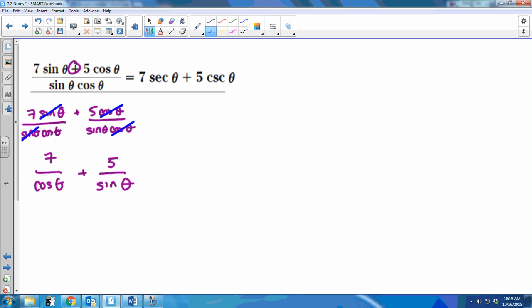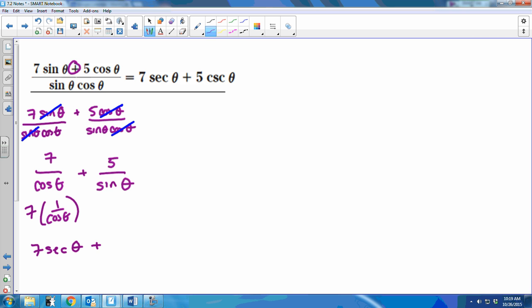So I want secant and cosecant. Or I could rewrite the right-hand side to match this side, whichever way you want to go about it. But if I have something over cosine, that's the same thing as secant. If I have something over sine, it's the same thing as cosecant. So it's like having 7 times 1 over cosine. So I have 7 secant theta.